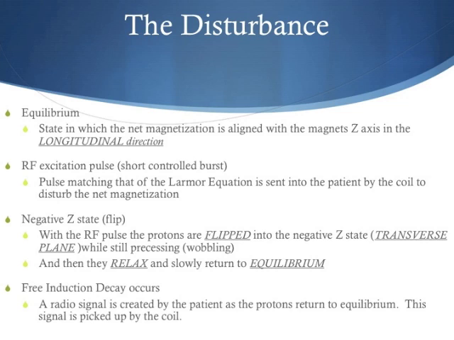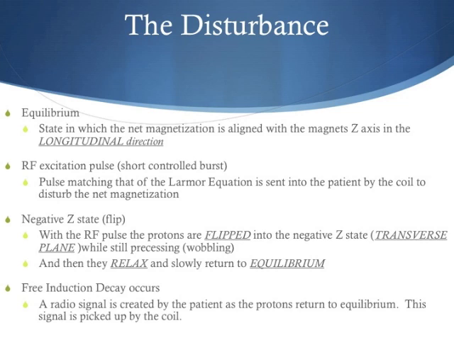Now, to disturb that state of equilibrium, we send in an RF excitation pulse, which is a radio frequency pulse. The purpose of the pulse is simply to shake things up, to disturb the protons, to knock things off of balance. Now, when we knock things off of balance in such a way that we flip that z-axis proton into what we call the negative z state, or flip it, then we flip it into what's called the transverse plane, which is 90 degrees to the longitudinal plane.